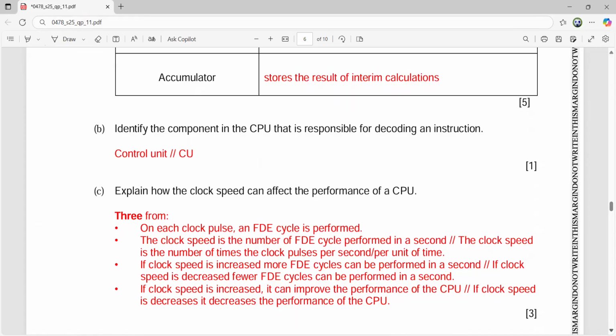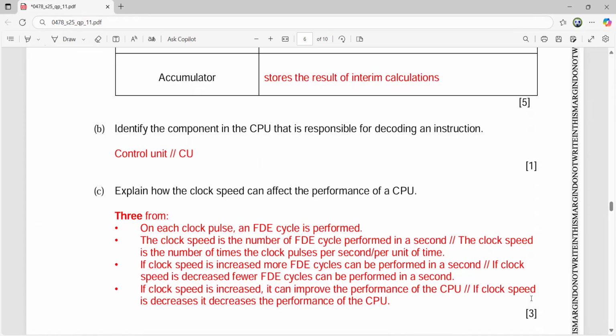The width of the data bus and control bus can be increased to improve the system performance. We have talked about the core. We have talked about the cache. Cache is also important. And another one is the clock speed. So you can see on each clock pulse, an FDE cycle, or fetch, decode, execute cycle, is performed.